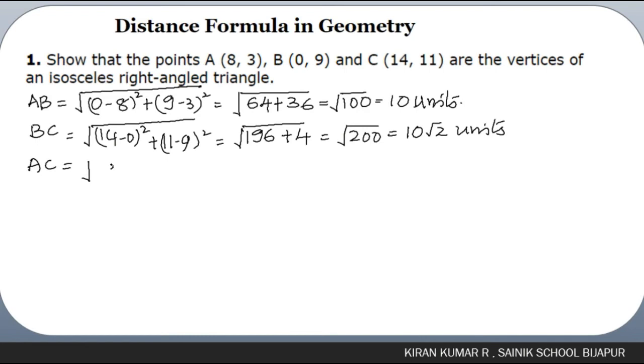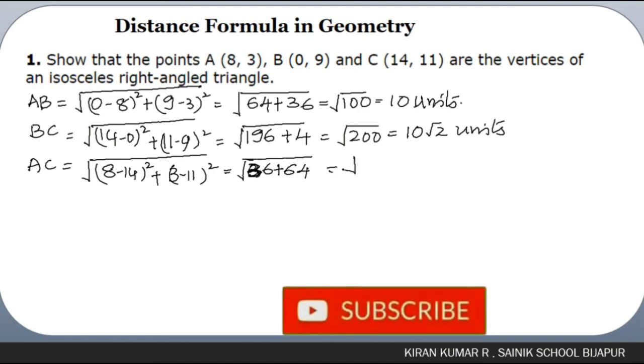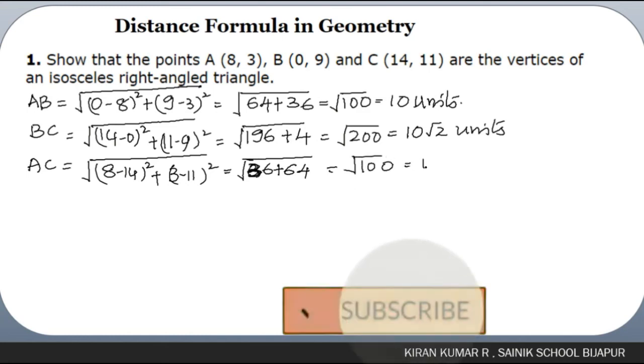It will be root of 8 minus 14 whole square plus 3 minus 11 whole square. 8 minus 14 is negative 6. When you square it, it becomes 36, plus 3 minus 11 is 8. On squaring, 64. It is root 100, nothing but 10 units. Observe these three sides here.